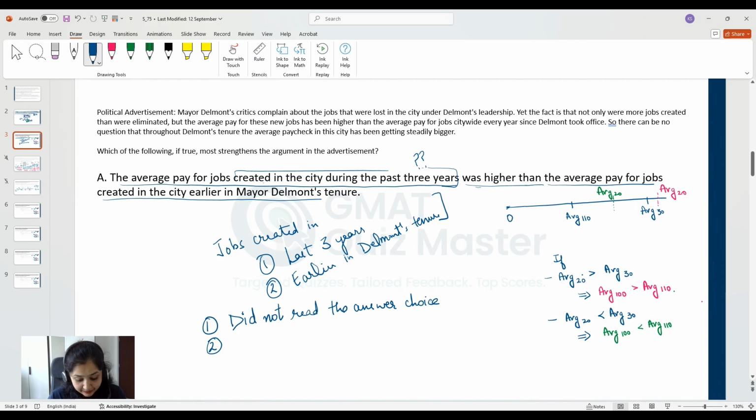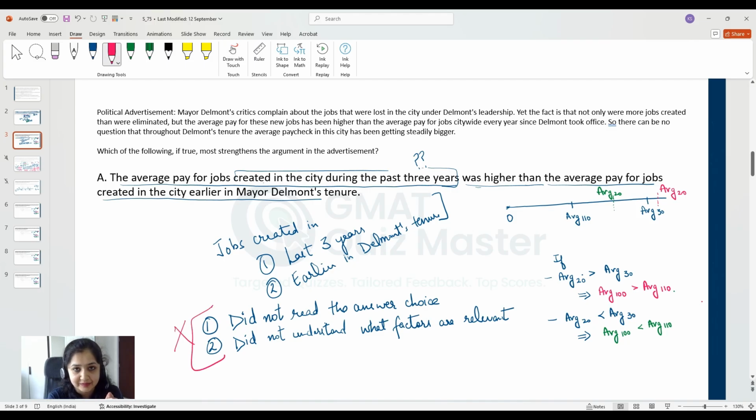The second thing can be that you did not understand the passage only. You did not understand what factors are relevant, and whether the comparison between the average of jobs that were recently created, that is in the last 3 years, and that were earlier created in Mayor Del Monte's tenure, is that comparison relevant or not? You did not understand that, and that's why you selected this answer choice.